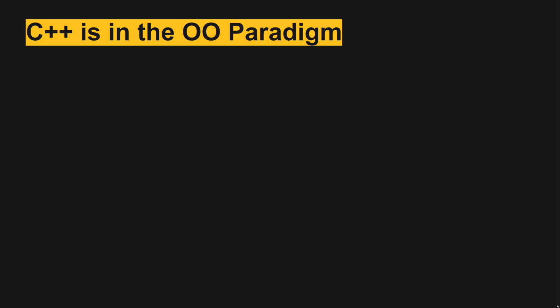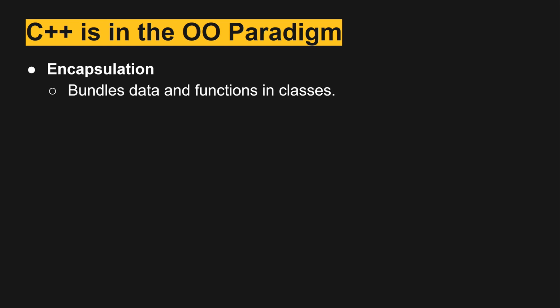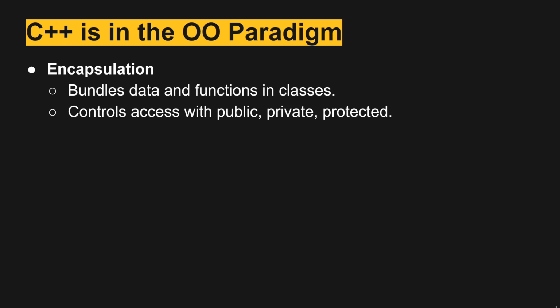So C++ is in the object-oriented paradigm. It grew the complexity and the capabilities of the C programming language by extending it to support the object-oriented paradigm. And so C++ supports encapsulation by allowing the bundling of data and functions that manipulate data into a single unit called a class. C++ supports classes. In addition, C++ has access modifiers or visibility modifiers such as public, private, and protected to control how these functions can be seen by other classes.